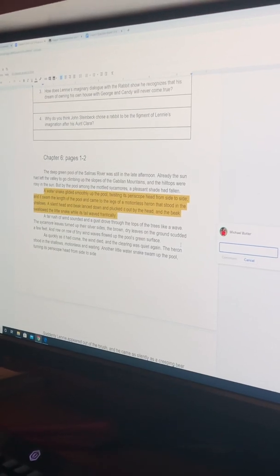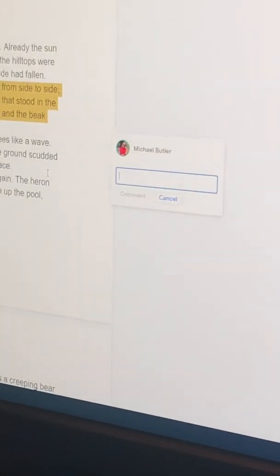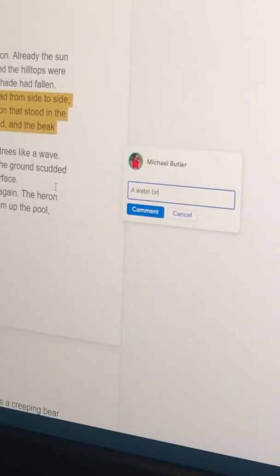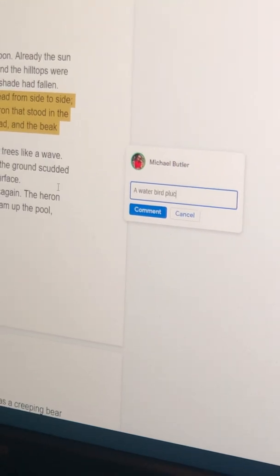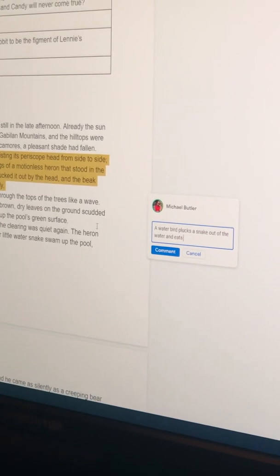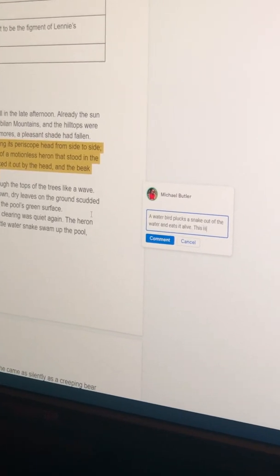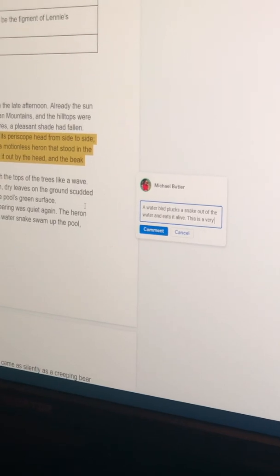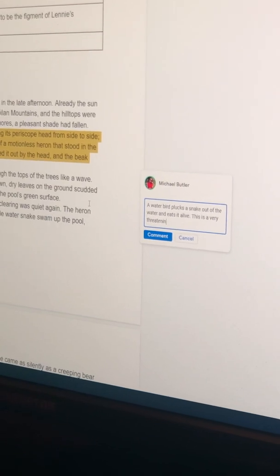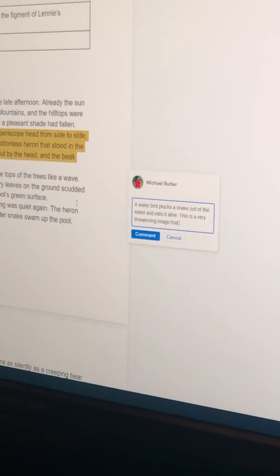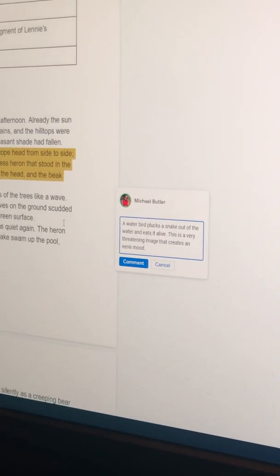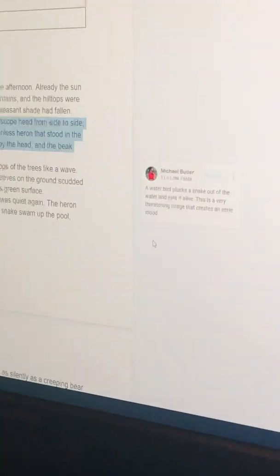So first I'm going to paraphrase this. A heron is a bird, by the way, if you didn't get that from the beak, right? So a water bird plucks a snake out of the water and eats it alive. This is a very threatening image that creates an eerie mood. It's the same pool, and then remember, click comment so that it's there.